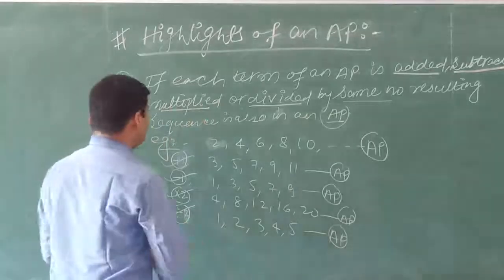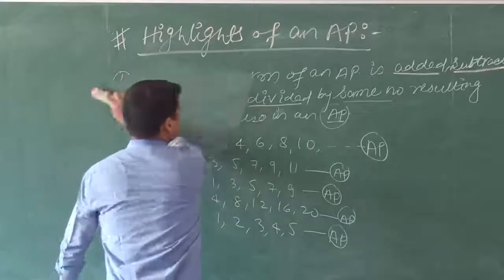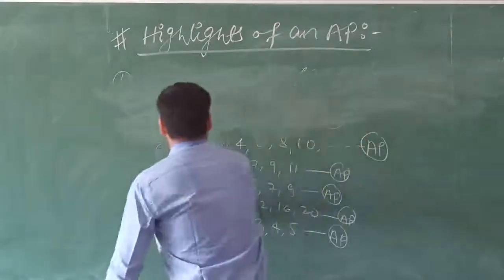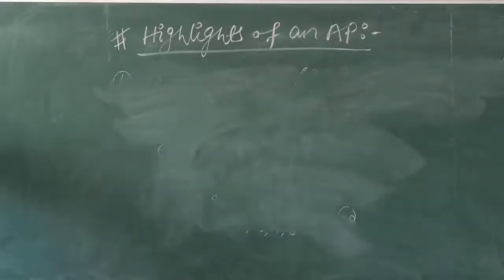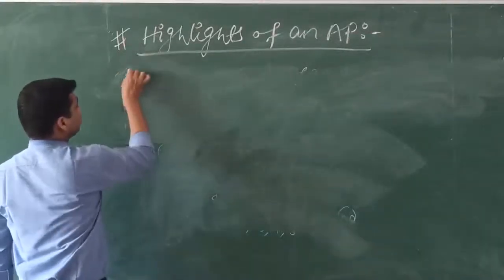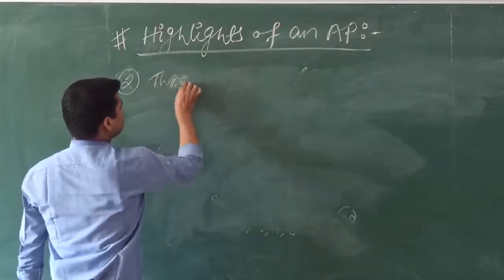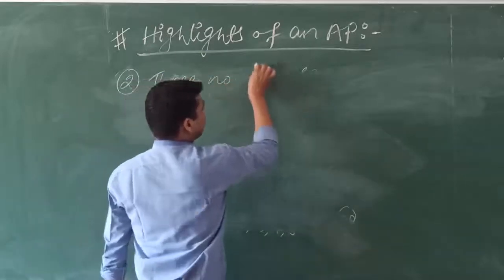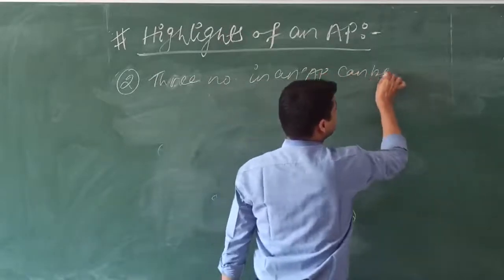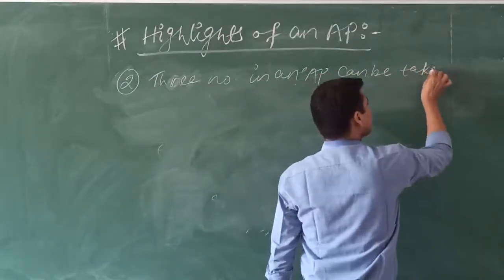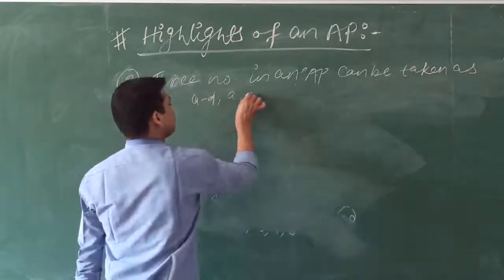Now property number 2 of an AP. What is point number 2? Three numbers in an AP can be taken as A minus D, A and A plus D.